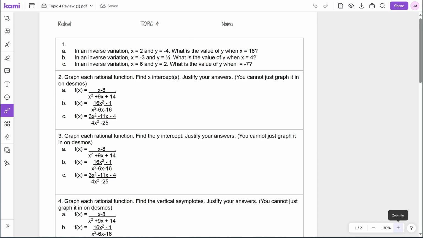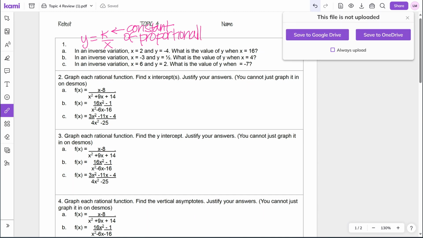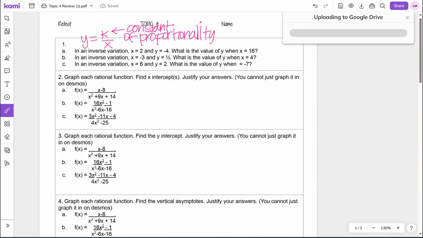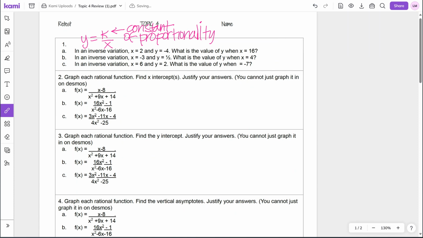Okay, so we're thinking y equals k over x, and that's how we write an inverse variation, where k is our constant of proportionality. And that's how we started this chapter. That's how we started out this chapter, was we worked with this inverse variation.